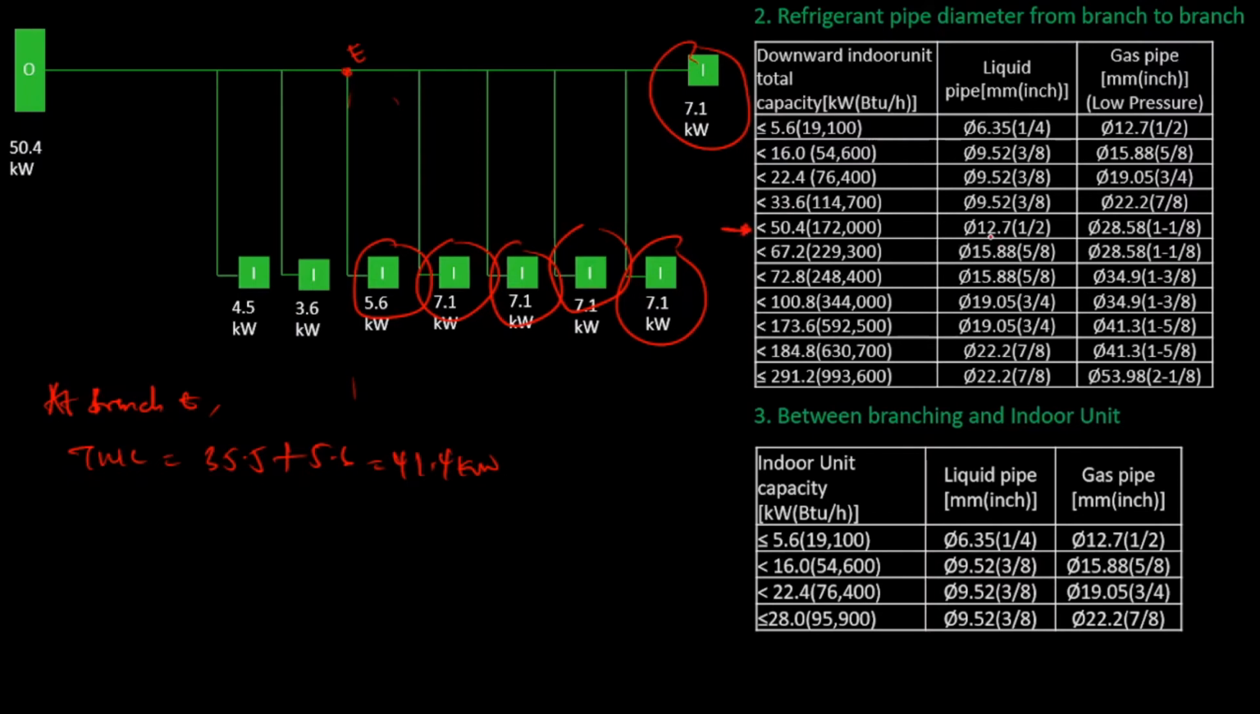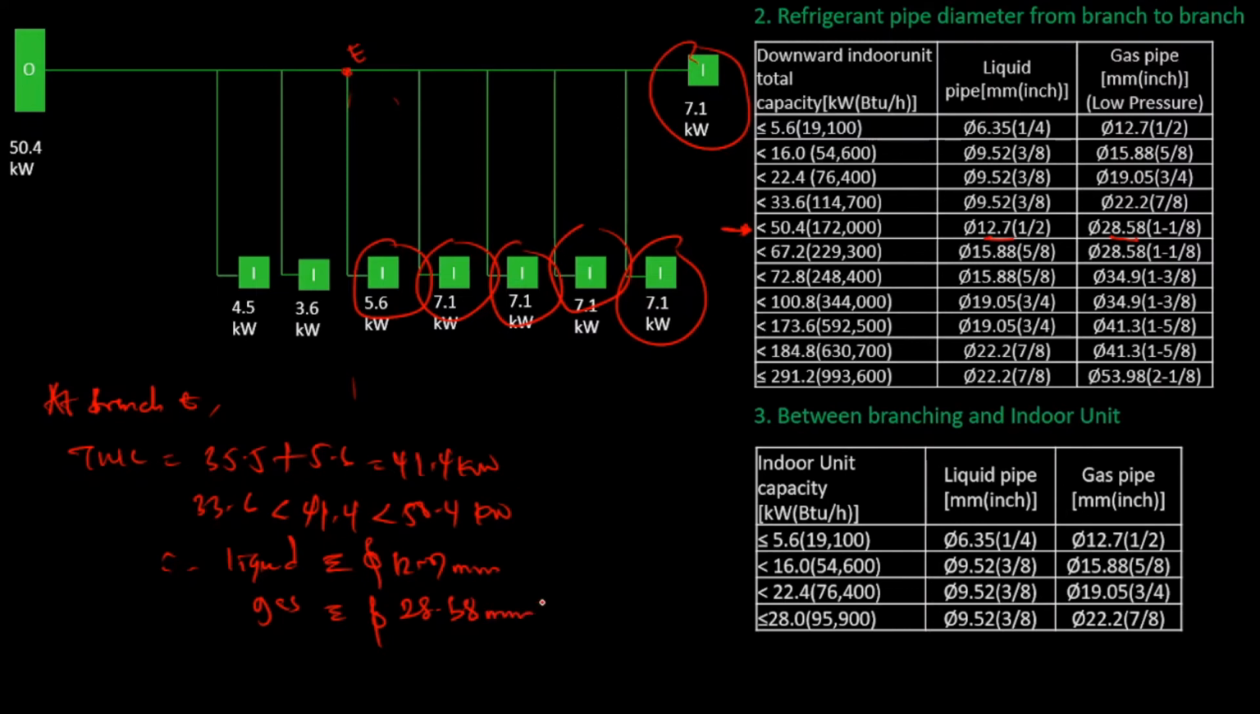So the right liquid pipe size is this, while the right gas pipe size is this. We'll say again 33.6 is less than 41.4, which is less than 50.4 kilowatts. Therefore, for the liquid pipe, the right size is 12.7 millimeters, while for the gas side it's 28.58 millimeters. All right, so that's for branch E.